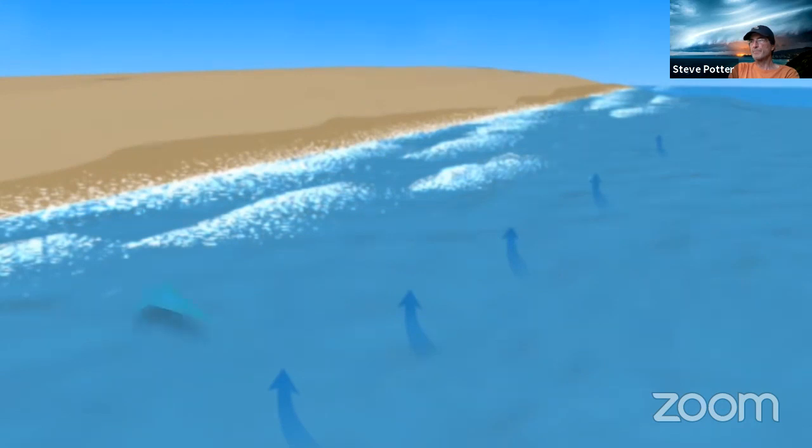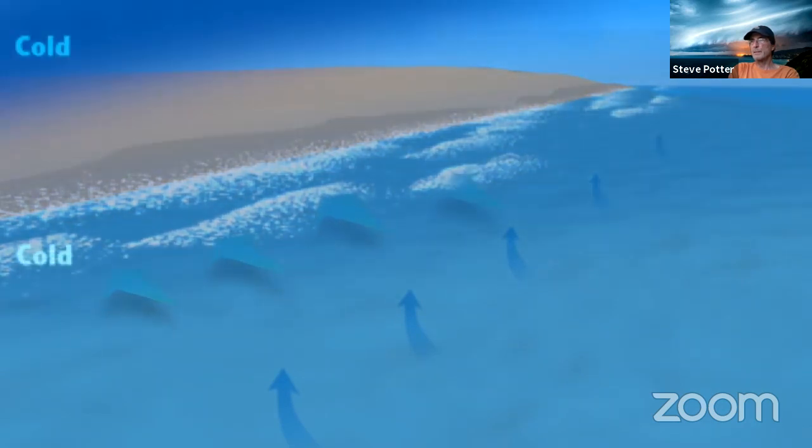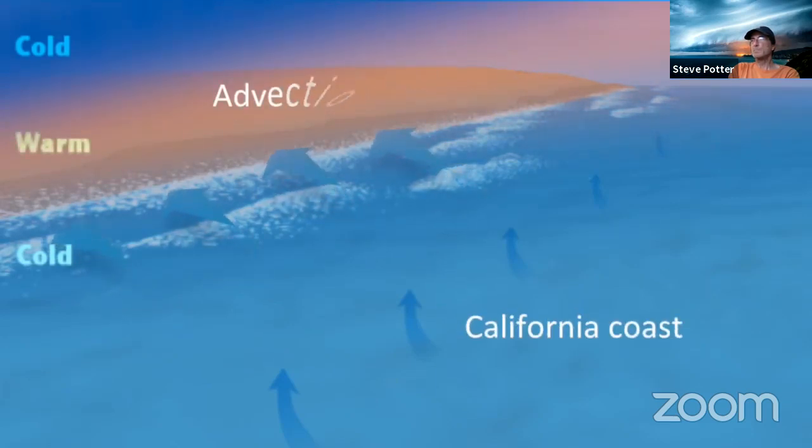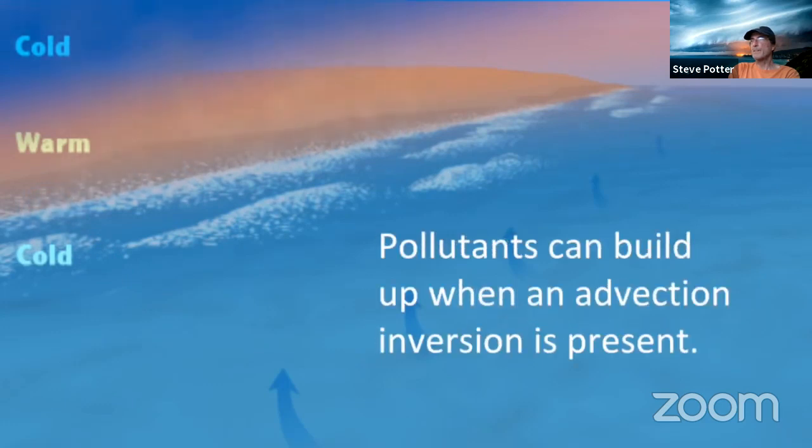On coasts, a cool ocean breeze can bring cool air onto land. This creates an advection inversion and is very common along much of the California coast. Because the air doesn't mix with other air, pollutants can build up when an advection inversion is present.